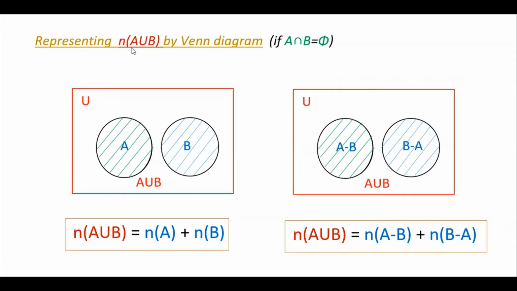This is a representation of n(A union B) by Venn diagram. If A intersection B is an empty set, that means there are no common elements in sets A and B. So set A is this one and set B is this one. So n(A), the number of elements in A, and n(B), the number of elements in B. Then n(A union B) is equal to n(A) plus n(B). And here also, A minus B, because A intersection B is an empty set, this is A minus B and this is B minus A. So n(A union B) is equal to n(A minus B) plus n(B minus A).